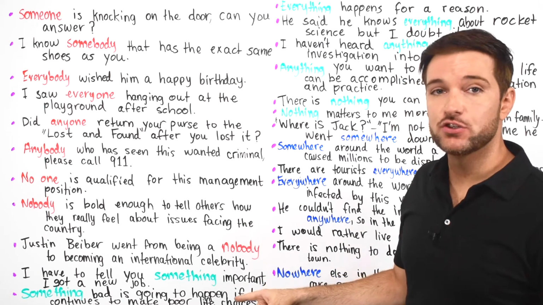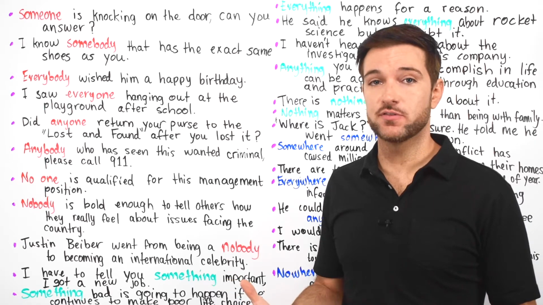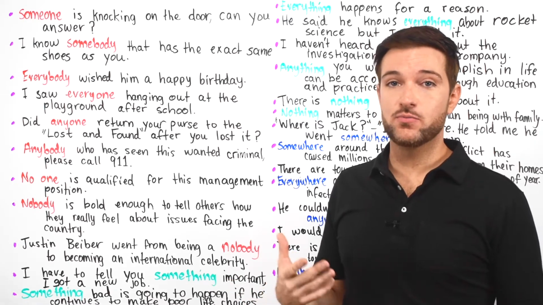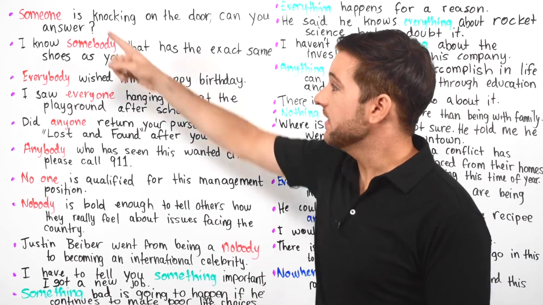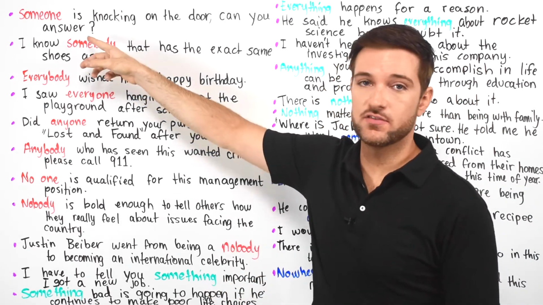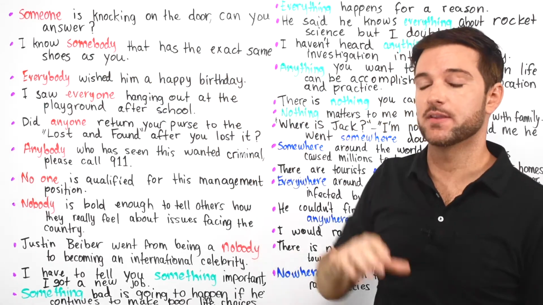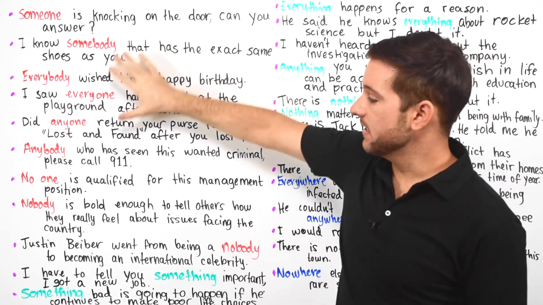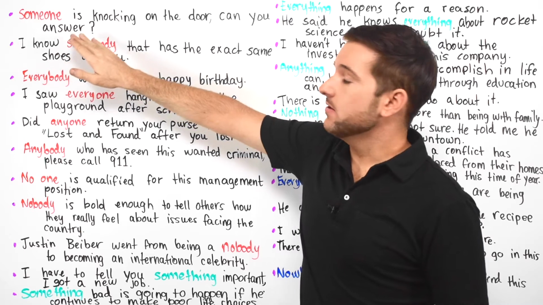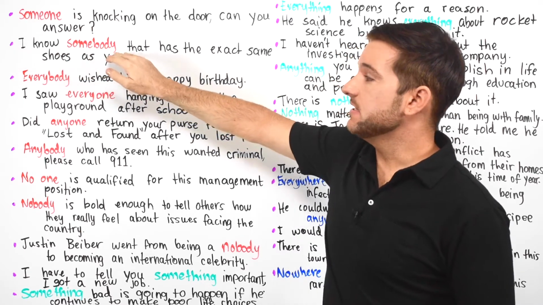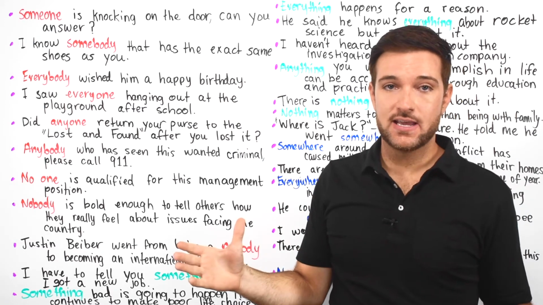Now we're going to move on to talking about things. So we looked at examples that refer to people. Now you might be wondering, what's the difference between using the endings one and body? What's the difference between O-N-E, like someone, and B-O-D-Y, like somebody? In fact, the meaning is exactly the same.